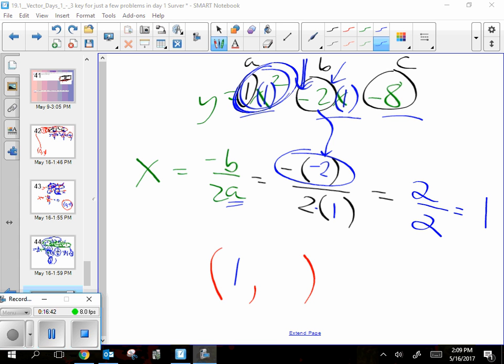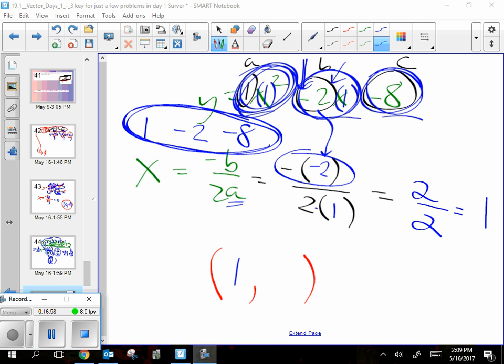This part's 1. This part's -2. This part's -8, and you're adding them all. Nope. You got 1, you got -2, and you got -8. That all put together. Did you get -9? -9 is correct, because this part's -10, and that part's +1. That makes -9. Who actually would have had that one right? All right. 3 people.